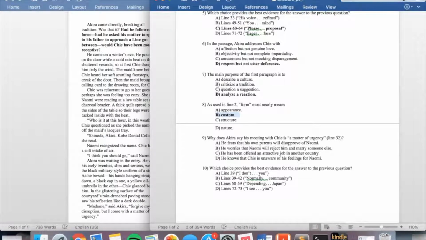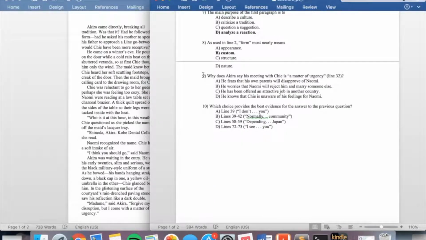And we can confirm that A, appearance, doesn't make sense in that context. C, structure, that also doesn't work. And neither does D, nature. So B, custom, is synonymous with tradition, which was set up as analogous to form. So that's the answer. All right, questions 9 and 10 now.